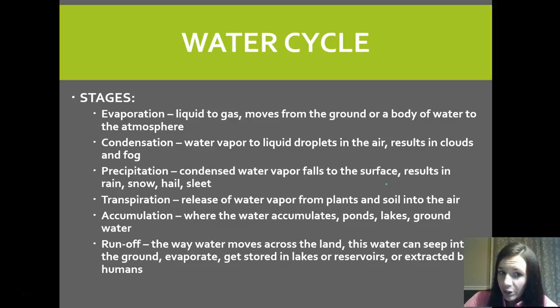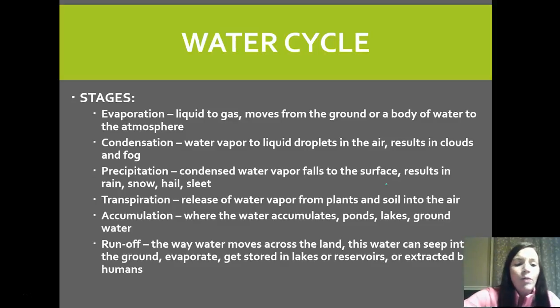We have evaporation, which is simply liquid to gas. This is moving from the ground or water into the atmosphere. We have condensation, which is when water vapor goes to liquid droplets in the air. This results in clouds and fog. We then have precipitation, which is when that condensed water vapor is falling back to the ground. This is things like rain, snow, hail, and sleet.